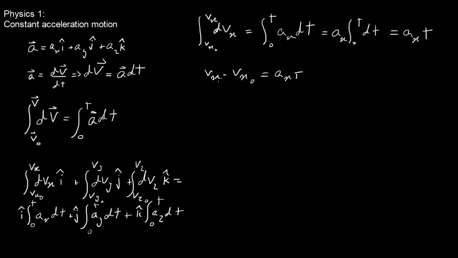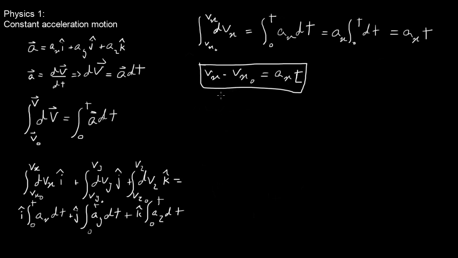For y and z, you just need to replace x by y or z. So this is an important equation for a constant acceleration motion. Remember, it is only valid if ax, ay, az are constant.